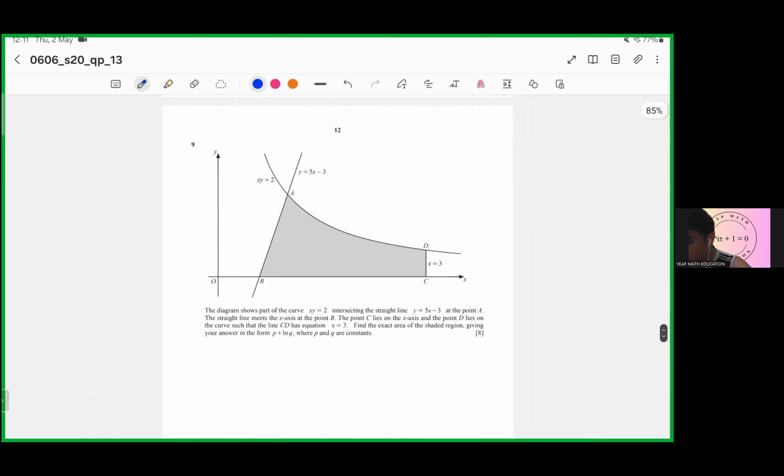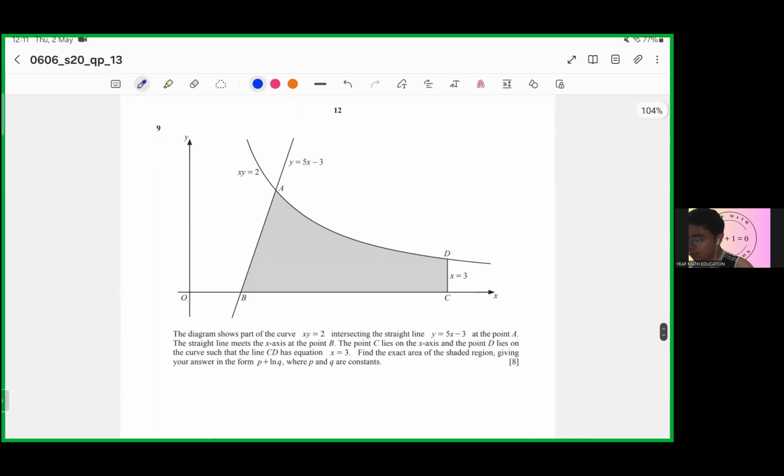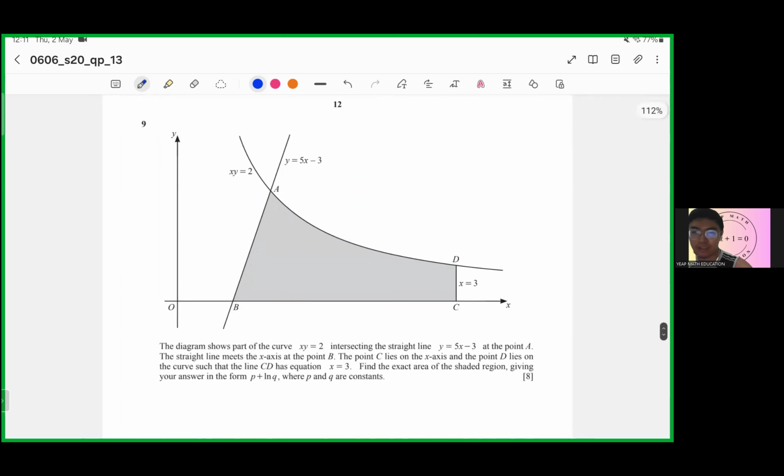Okay, now we look at question 9. Okay, I know this question is quite hard. Okay, not quite hard, quite difficult. Okay, because why? Because you see it has 8 marks. Okay, a lot of parts we need to do. Okay, now we look at the question first.